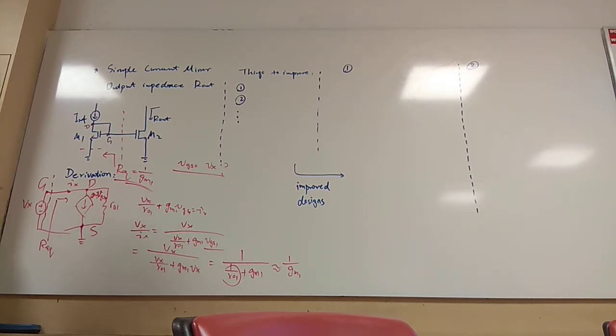So that's how to derive your Req, which is the equivalent resistance of your diode-connected transistor. Every time we see a diode-connected transistor, you should immediately know its equivalent resistance is what? 1 over Gm. Okay?